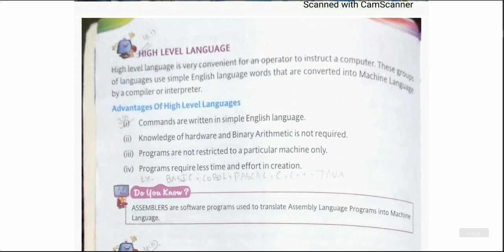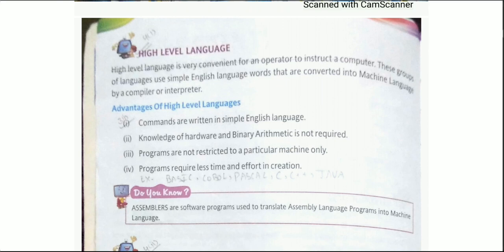See, high level language is very convenient for an operator to instruct a computer. It is very convenient and is popularly used nowadays. Why? Because high level language comprises basically our English language, our natural language that we speak. Yes, so those are very convenient for the programmer. They can write their programs in a very convenient way.